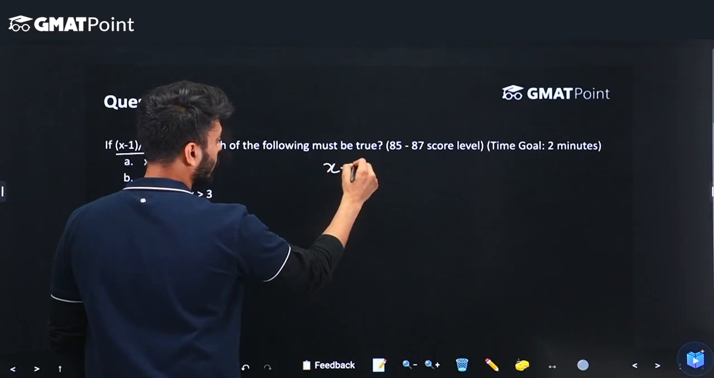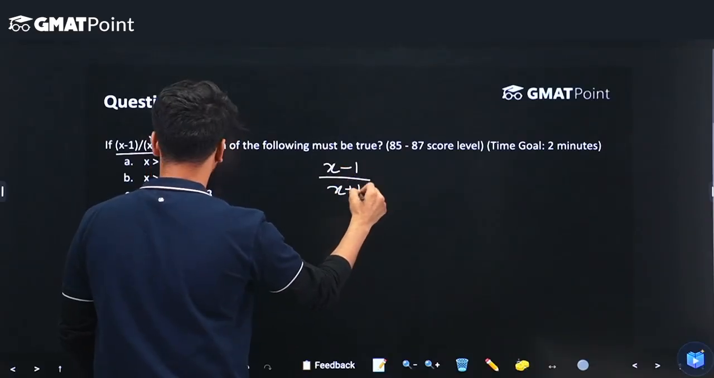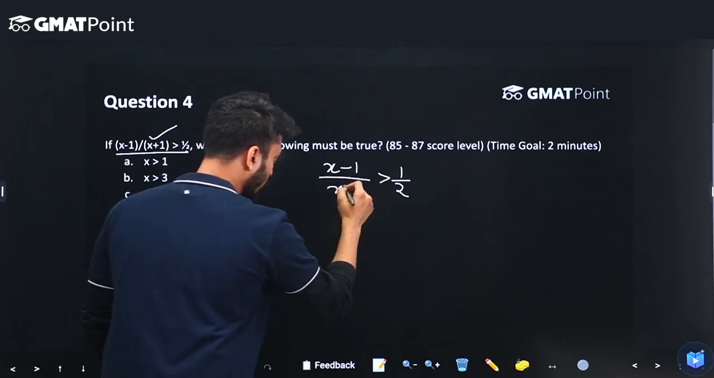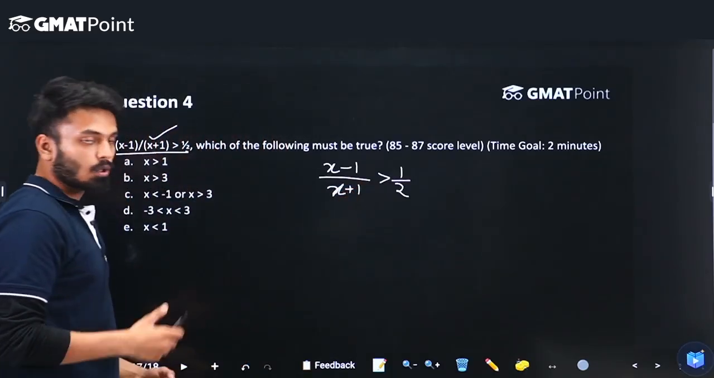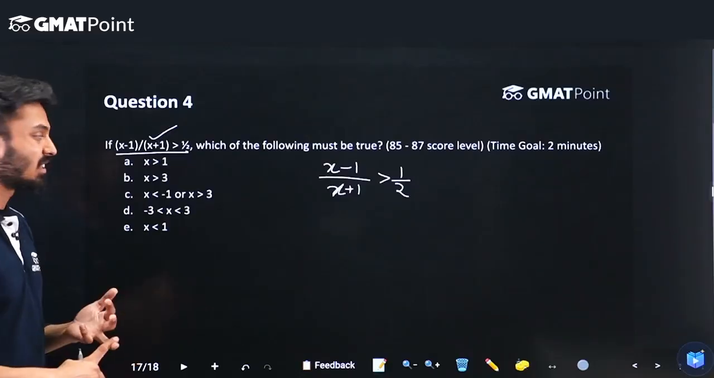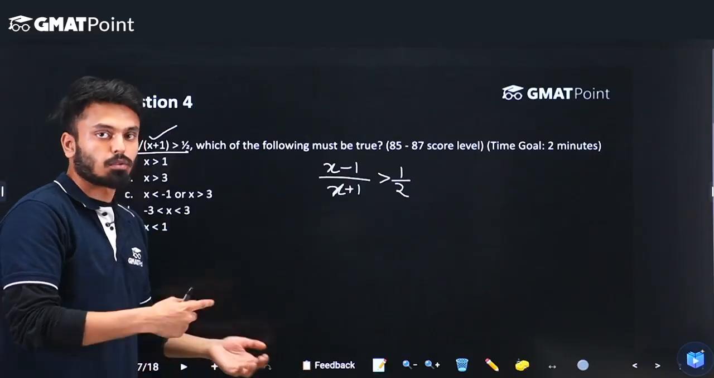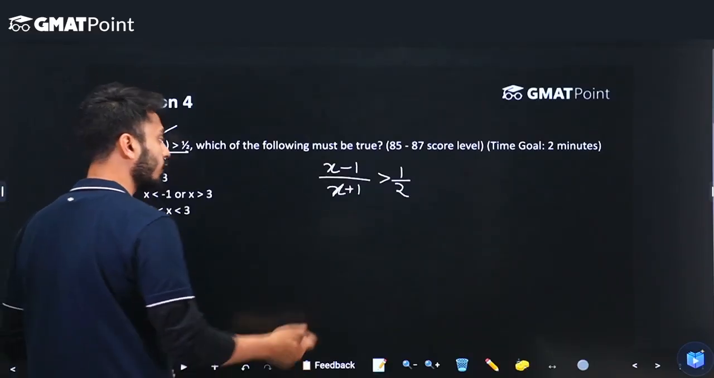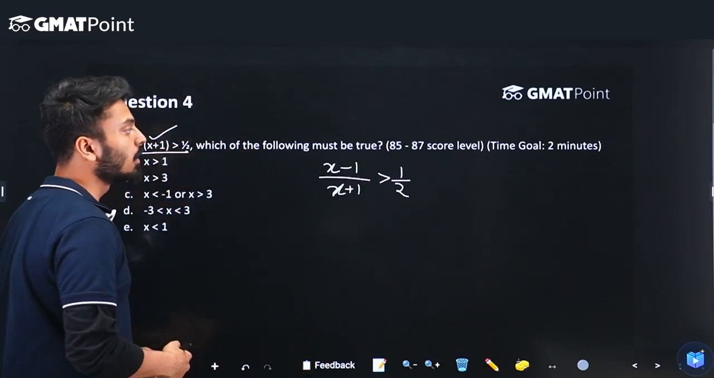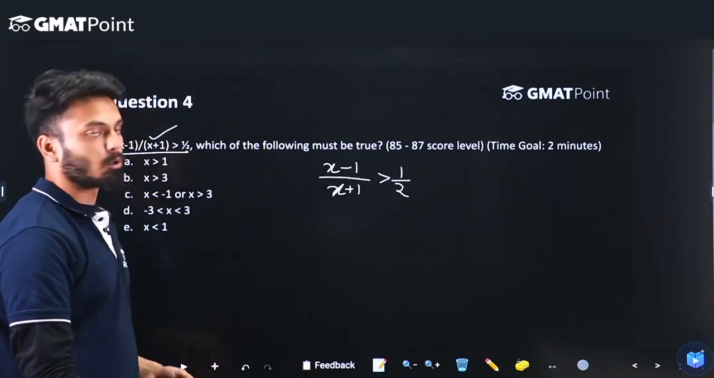We have (x minus 1) over (x plus 1), which is greater than a half. Now, we need to be careful here because I am not told whether x is positive, whether x is negative, whether it's greater than 1, whether it's less than minus 1. I've not been told any of that. So I don't know if x minus 1 is positive or negative, and I don't know if x plus 1 is positive or negative. So now I need to consider all the possibilities.